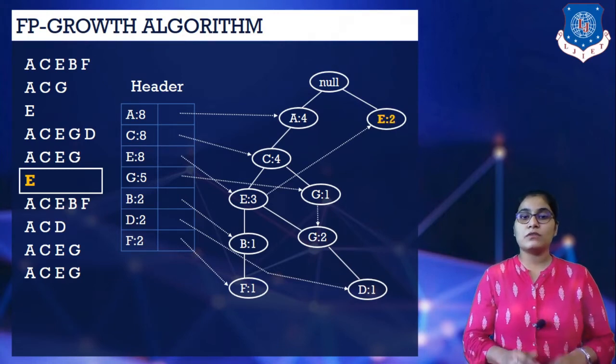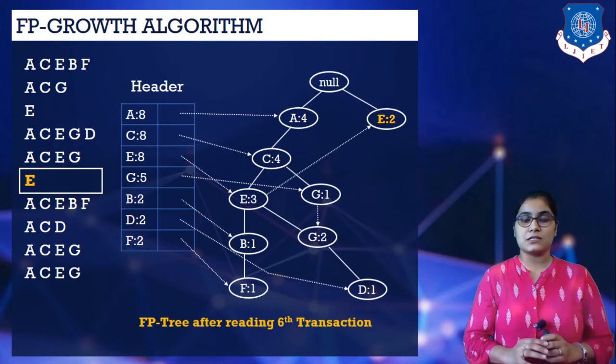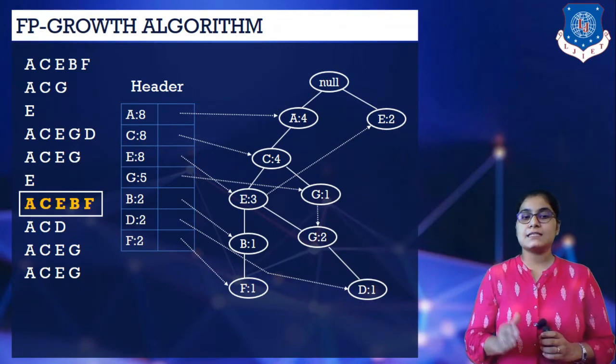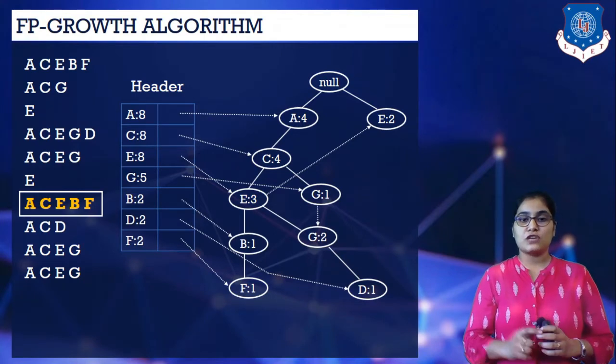So this is how our tree looks like after the sixth transaction. So let's move forward to the next transaction. In here, we have 5 items, that is A, C, E, B and F. Start checking from the root node, that is null node.